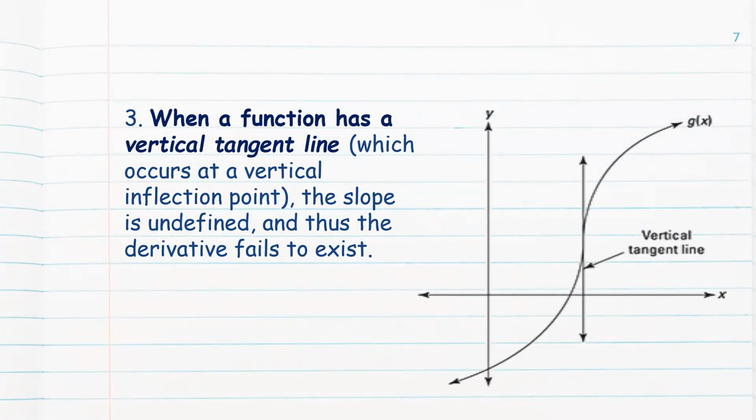And the third one is when a function has a vertical tangent line, which occurs at a vertical inflection point. So the slope is undefined and thus the derivative fails to exist. In this example, we can clearly see a vertical tangent line. So at that point, the function is not differentiable.